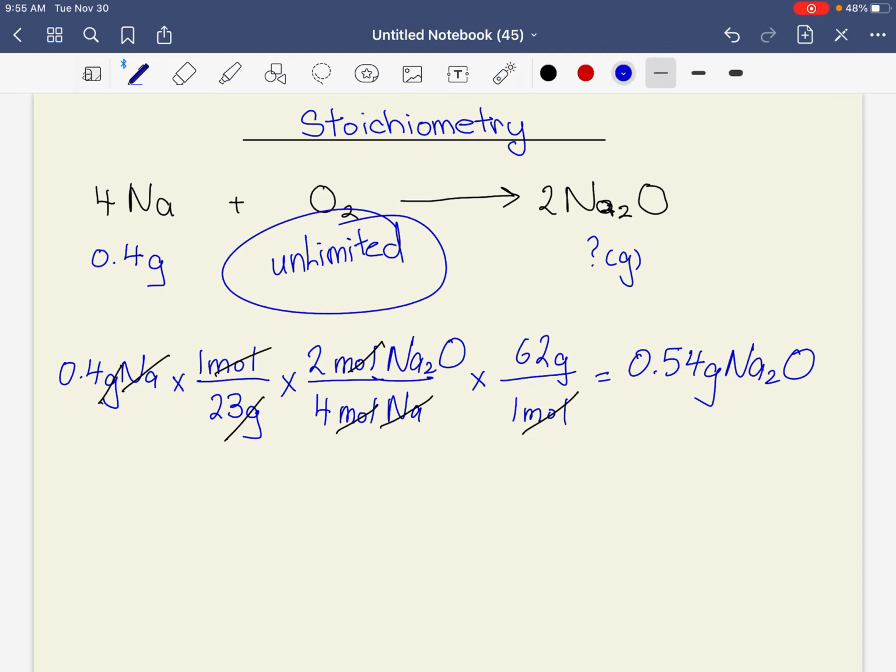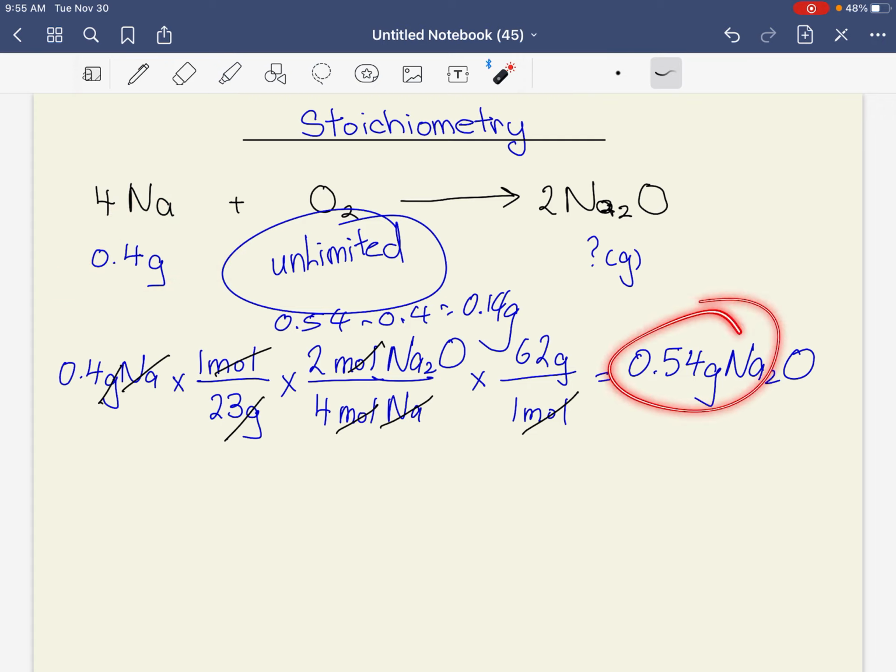this is really just 0.54 minus 0.4, right? Pretty simple, right? Because of the law of conservation of mass, this is really just 0.14. Because 0.4 plus 0.14 is going to give you 0.54. So you use 0.14 grams of oxygen to make this all happen.